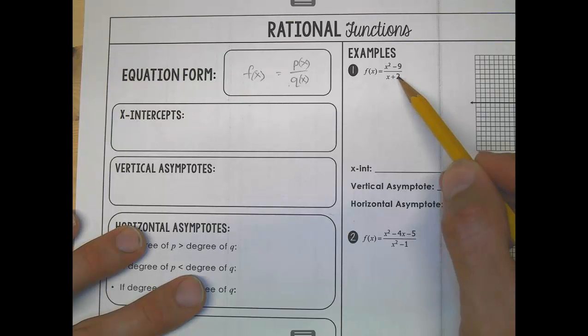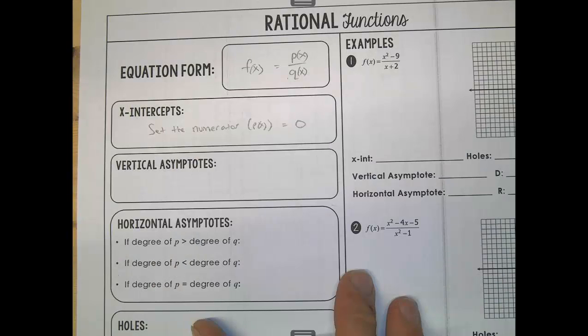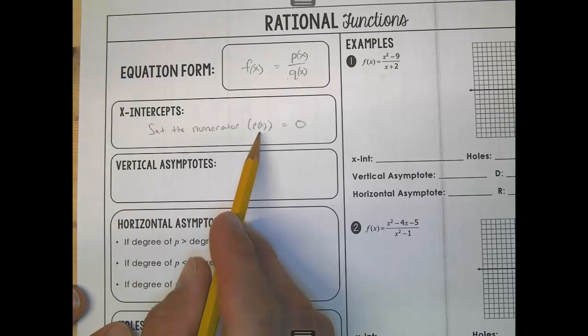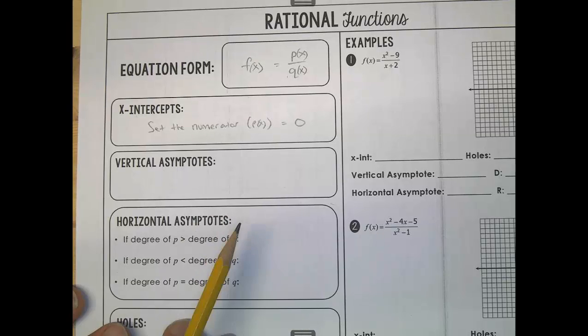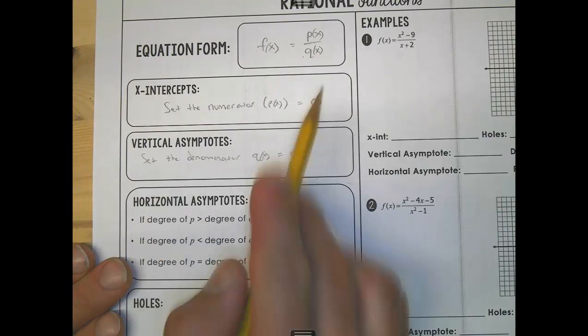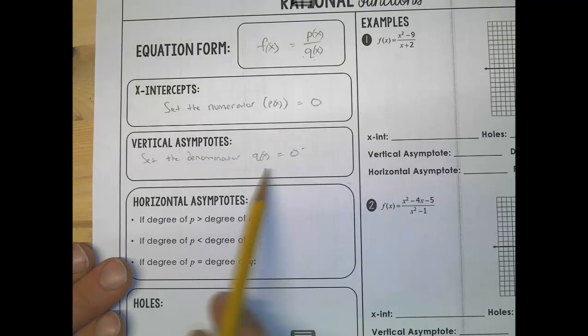To find the x-intercepts, we just set the numerator, p of x, what's in the top, equal to 0. Vertical asymptotes, we find those by setting the bottom, q of x, equal to 0.